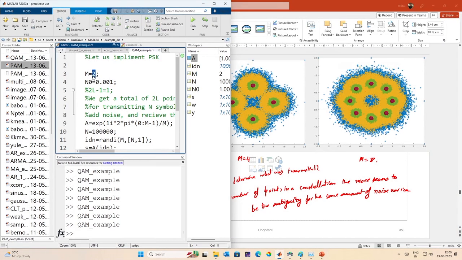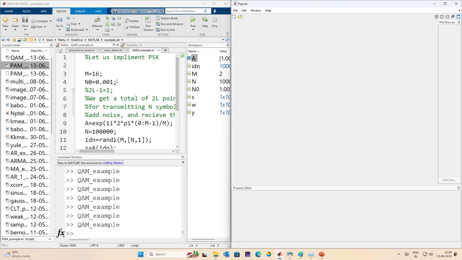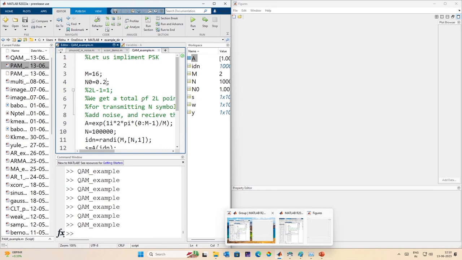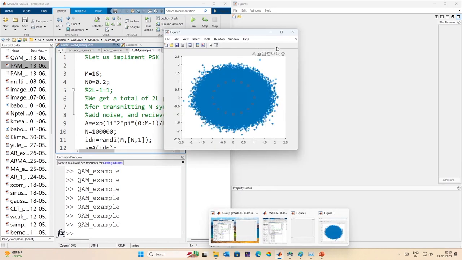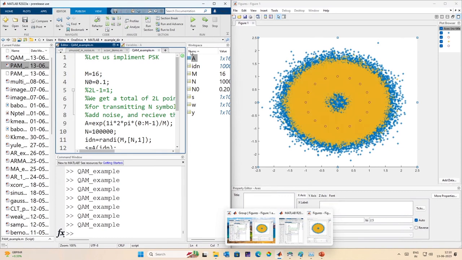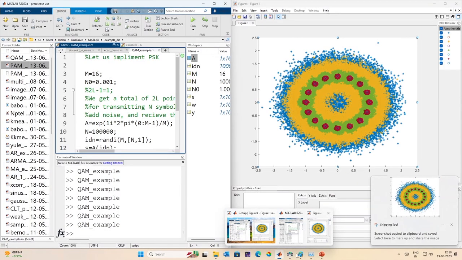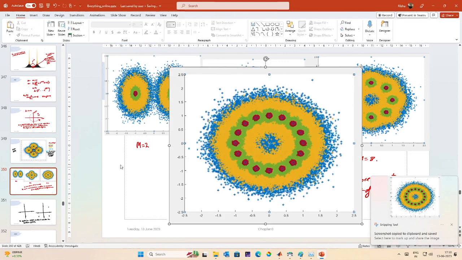Does this pattern hold? Again, I'll rush through the plots. This is m equals 16. We get 16 points. We get a cloud. Then 0.1, run, 0.01, run, and this. So this is the plot for m equals 16. I will just paste it here.